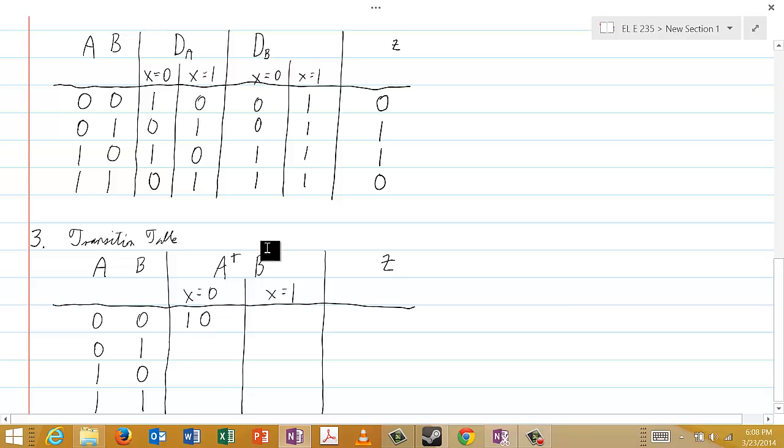And similarly, now if we want to know the next value of B, okay, present value of B is 0 right here. And this is for x equals 0. So we look here, here's B equals 0, and here's x equals 0. So D sub B will be 0. So the input to the D flip-flop will be 0, and therefore the next state will also be 0. So we have 1, 0 for the next value of A and next value of B if the present value of A and B are both 0 and our input x is equal to 0.